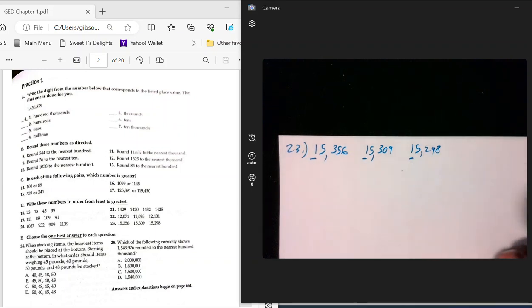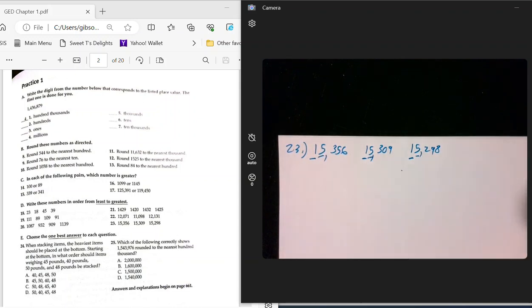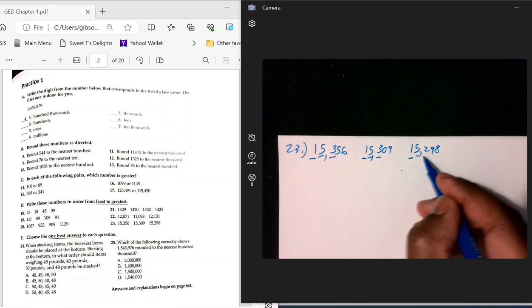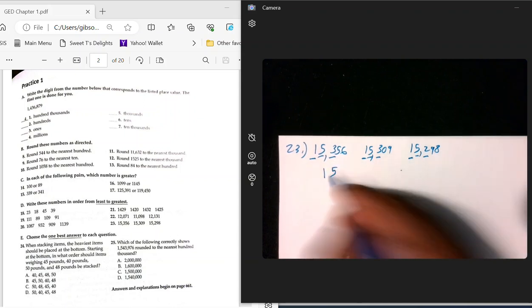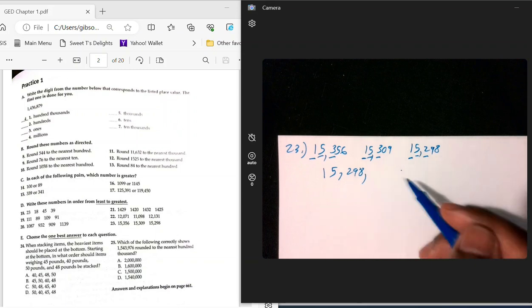First digit is 1, so it's all the same. Second digit is 5, it's all the same. The third digit is where it changes. We have 2 of them with a 3 and the last one with a 2. So we know 3 is larger than 2. So we have 15,298 will be our least value.